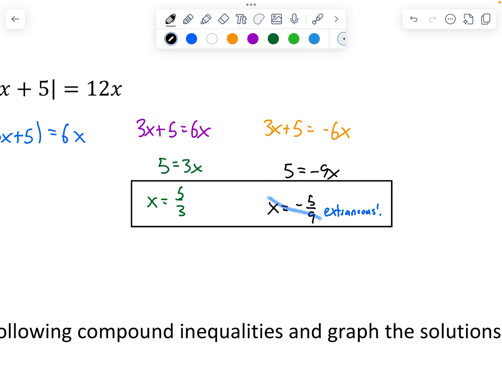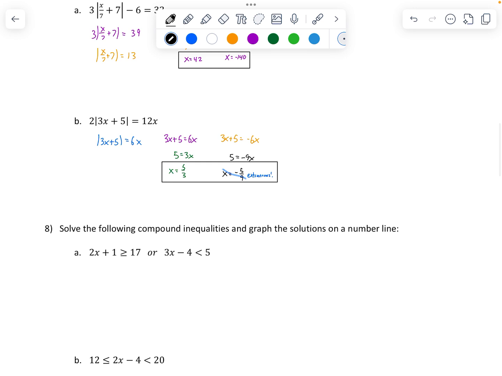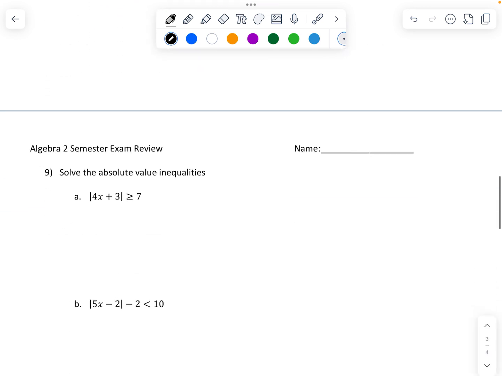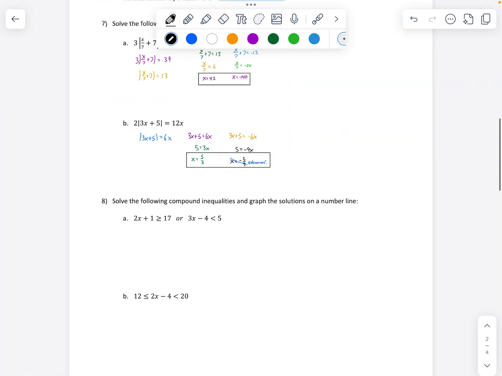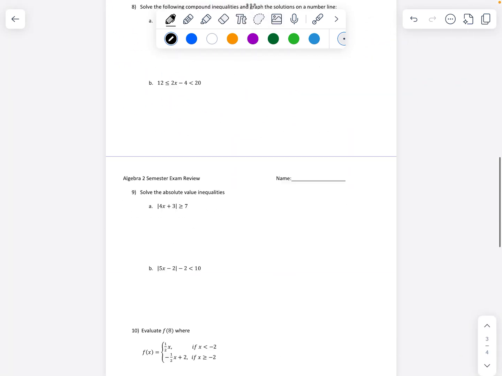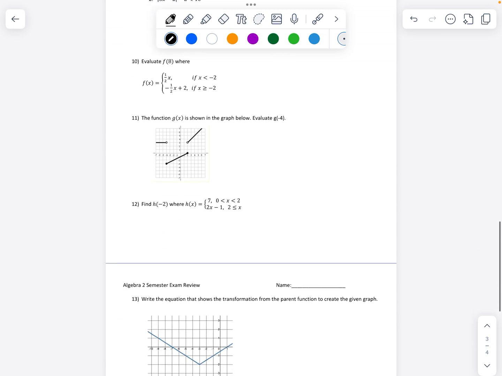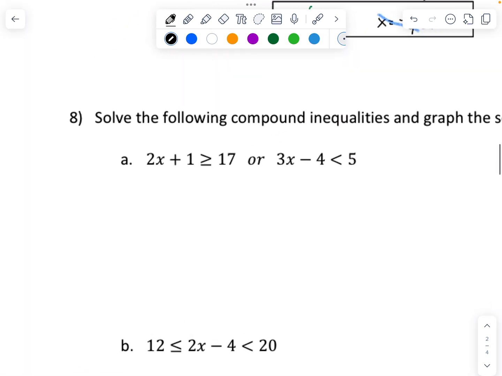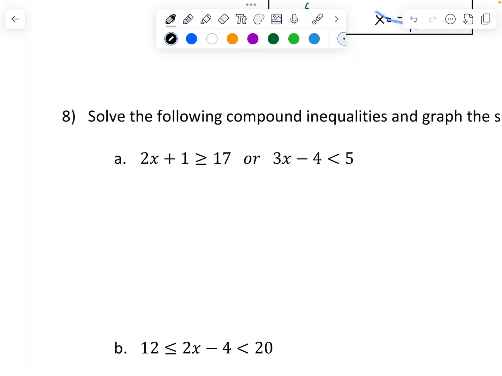So there we go. All right. Compound inequalities. Just solve these. I didn't put any single inequalities on here, but these are just more complex versions of that. So if you can do this, you can do the easier ones.